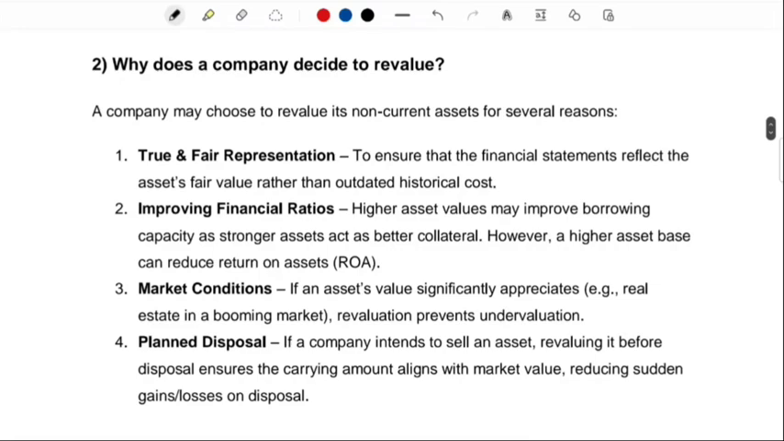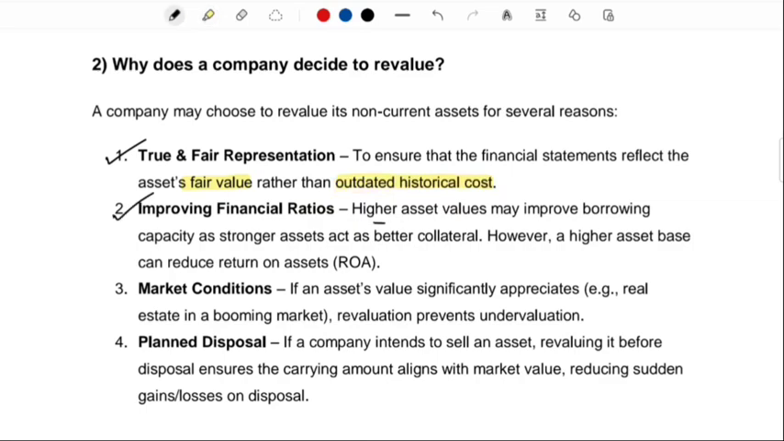So why might a company decide to revalue? You might wonder, why would a company prefer revaluation model over cost model? Number one, we have true and fair representation of the asset in that way, because the assets would now be represented at their fair value. So they would be representative of their current up-to-date market value rather than outdated historical cost.